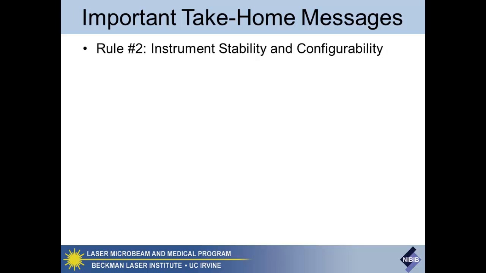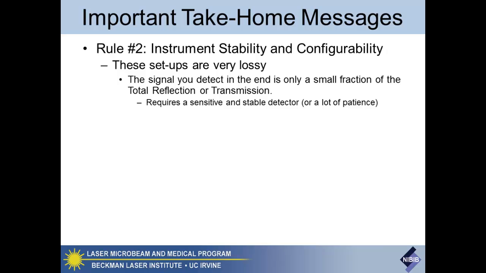Rule number 2 is to know your instrument and the limitations of the instrument itself. As was brought up earlier, these systems are really lossy. So the signal you detect is only a small fraction of the total signal that comes out of the interaction between light and your sample. So you need a spectrometer that's very sensitive and very stable. Otherwise, you just have to be very patient, because with any long integration times, you want to make sure that you have no drift present in your system, and your light source is stable over time.